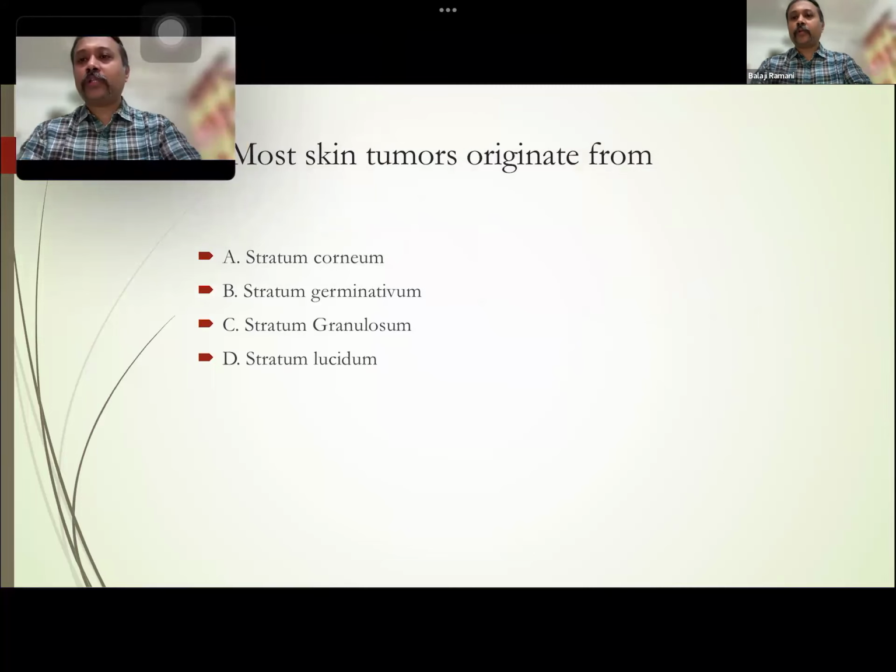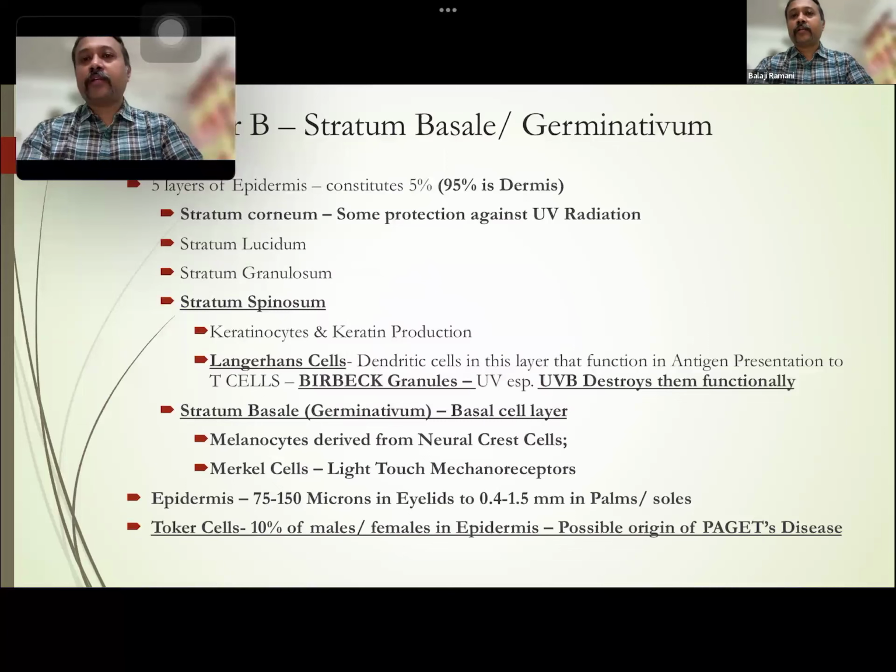Right. So we all know that there are 5 layers in the epidermis of the skin: the stratum corneum, the lucidum, the stratum spinosum, the stratum germinativum, and the stratum granulosum, and then the stratum basale. So which skin layer do skin tumors originate from? Each of these layers, I'll be providing what is important. Stratum corneum provides protection against UV rays. Now, only 5% is due to epidermis, 95% is the dermis.